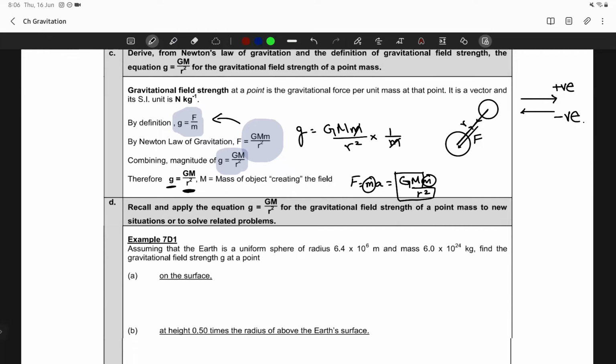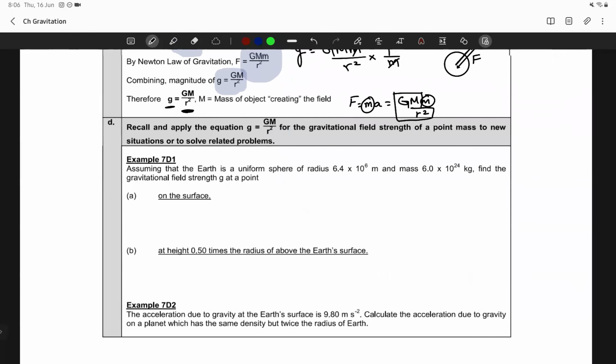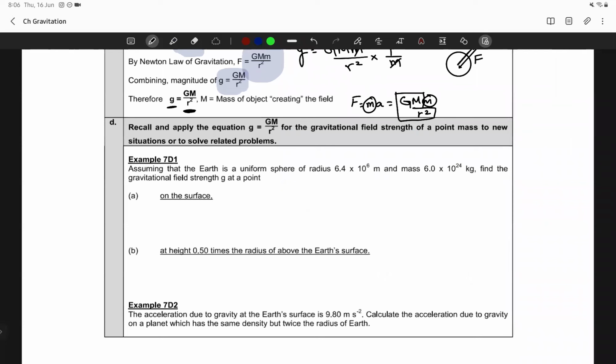So we can then move on, and we have an example over here. Let's try to work this out. Can you see the screen properly? Should I zoom in more, or is this okay?